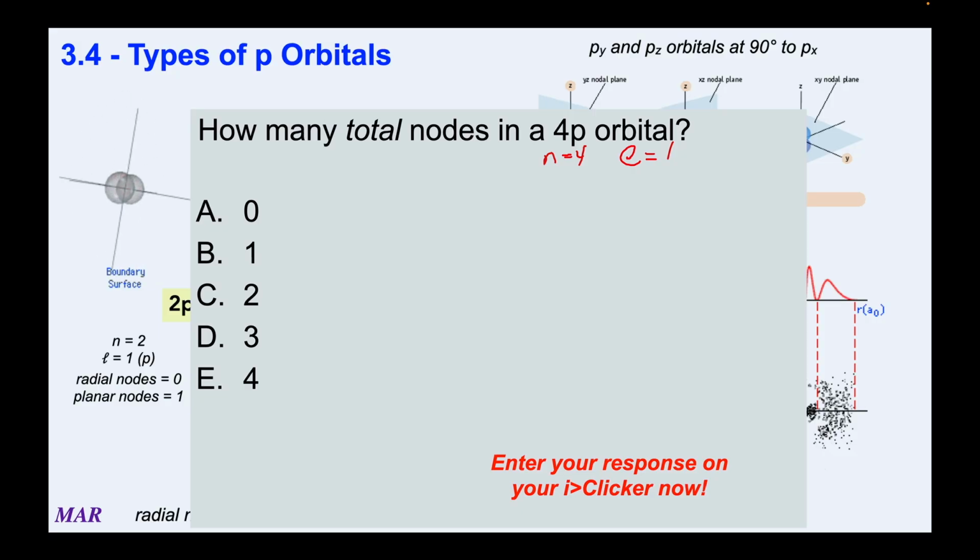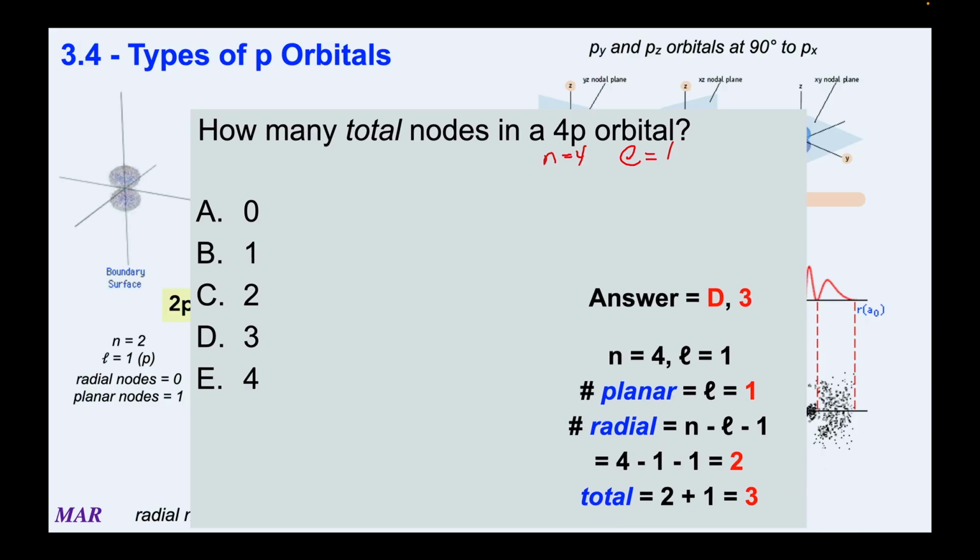So if you have one planar and 2 radial or spherical nodes, you're going to have a total of 3 nodes in the 4p orbital. So again, to figure questions like this out, you have to calculate both planar and radial or spherical. In this case, it's 1 planar, 2 radial, so for a total of 3 nodes.